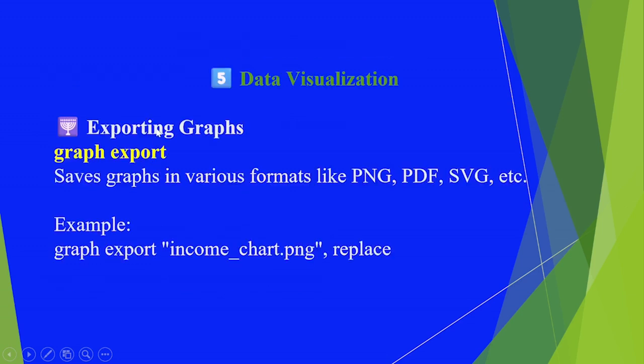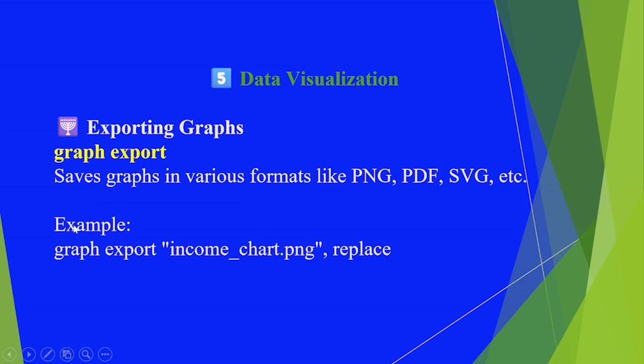We use the graph export command in STATA when we want to save graphs in various formats, and these formats might include PNG, PDF, SVG, among others. But remember, I've just used capital letters or uppercase. But when saving, you need to use a lowercase extension. If you use an uppercase extension, STATA will complain and you will not manage to save that. So make sure that you stick to lowercase when saving the graph.